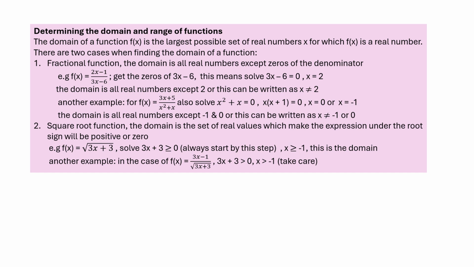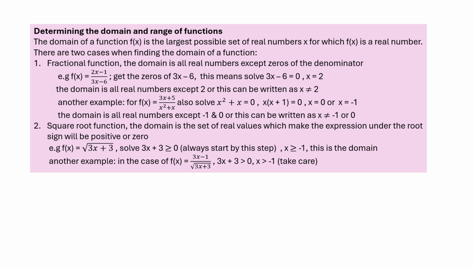The domain is all real numbers except 2. Because if you plug in 2, you will get a number over 0, and you know any number divided by 0 is undefined, or meaningless, or an error. This can be written as x not equal to 2. Either you say all real numbers except 2, or you can write x not equal to 2.